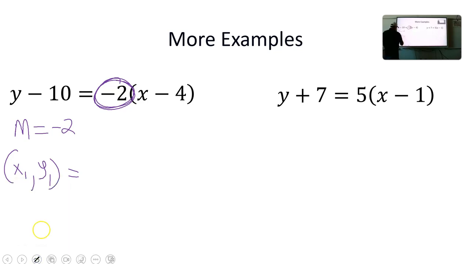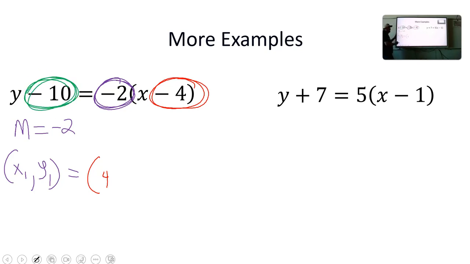Okay, next, let's look for my x-coordinate. You're going to find the x-coordinate from this right here. The opposite of -4 is 4. Okay, what about my y-coordinate? My y-coordinate is going to come from the opposite of this right here. So it would be 10. So I have a graph with a slope of -2, and it's going through the coordinate 4, 10.